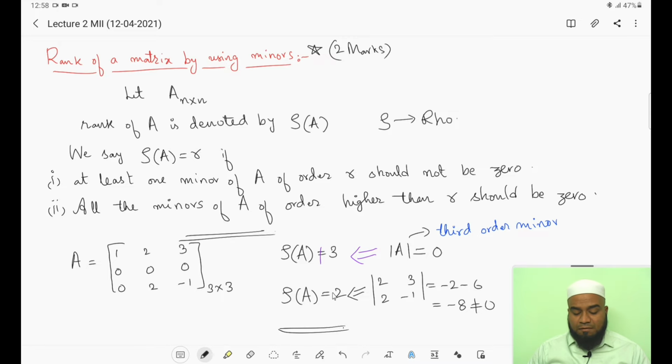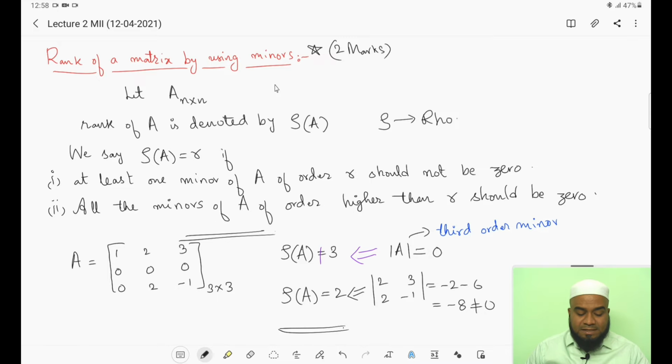Briefly, to conclude, a matrix will be of rank 3 if at least one third order minor is not equal to 0 and all the minors of order higher than 3 are 0. In the same way, matrix A will be of rank 2 if at least one minor of order 2 is not equal to 0, and all the minors of order higher than 2 are 0. So these are the two conditions we need to verify every time, if I want to find the rank of a matrix by using minors.